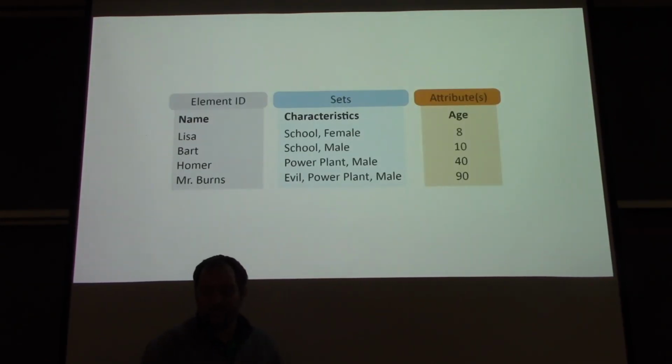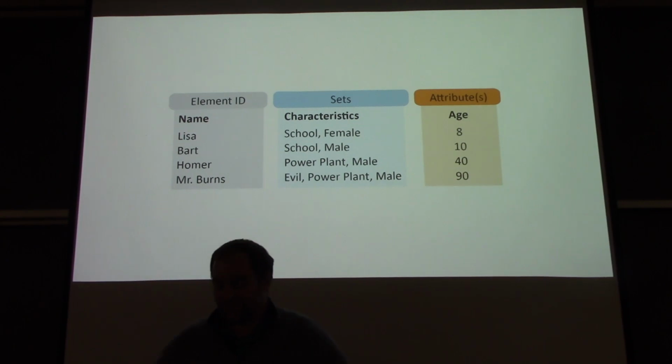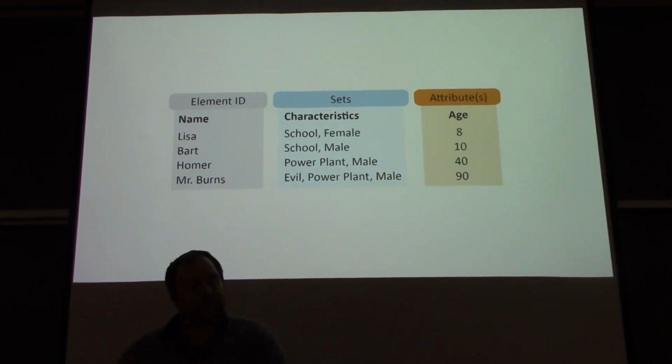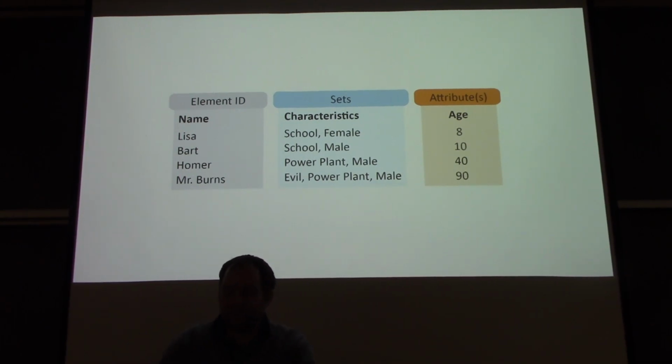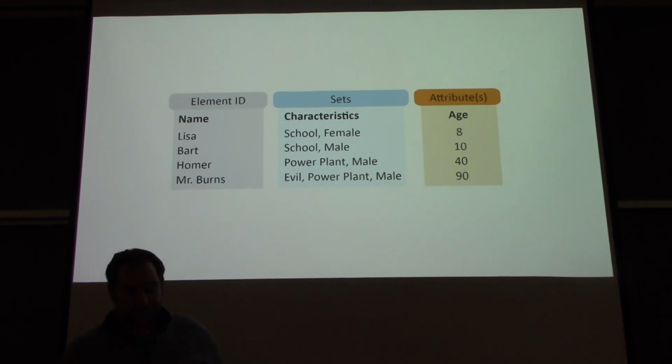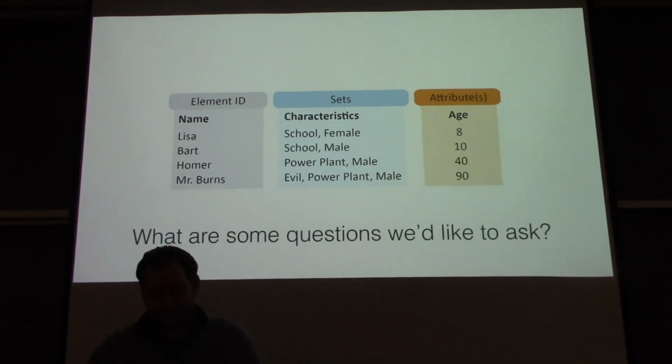Then we took a simple data set about the Simpsons, where we had people, like Simpsons characters, and some characteristics, which we called sets: are these people in school, are they female, are they male, do they work at a power plant, are they evil, and so on, plus some numerical attributes, so not set attributes, on top of that.